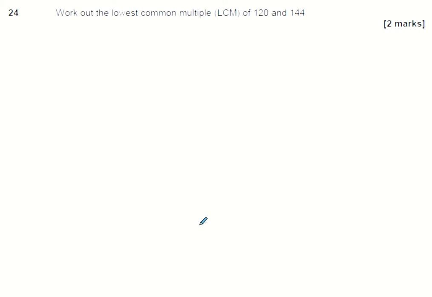Question 24. Work out the lowest common multiple of 120 and 144. First of all, let's understand what it means by lowest common multiple. A multiple is a number that appears in its times table. You can always remember that because it is one letter difference from the word multiply. If you swap out the E for a Y, it's all about multiplying.